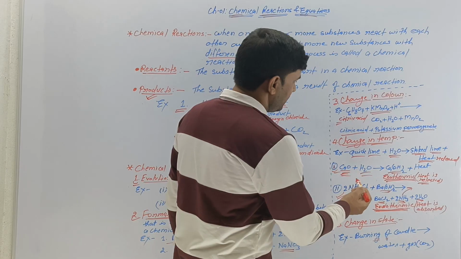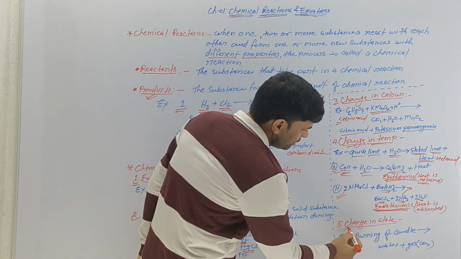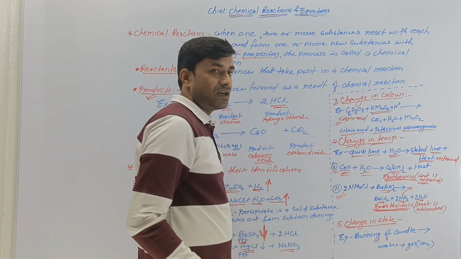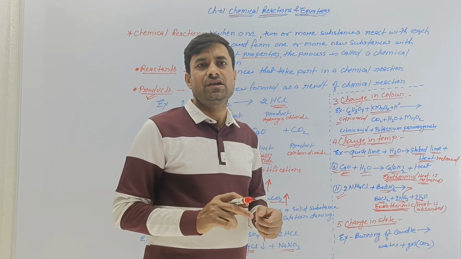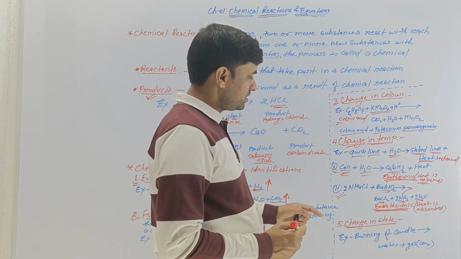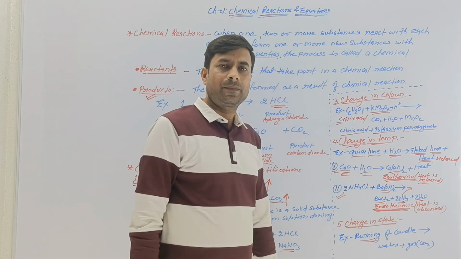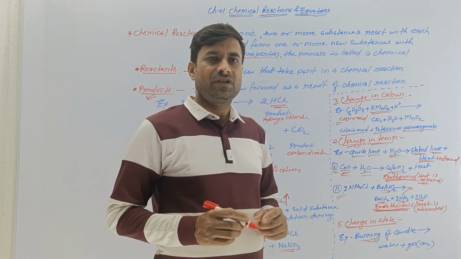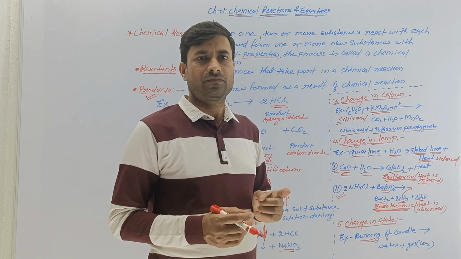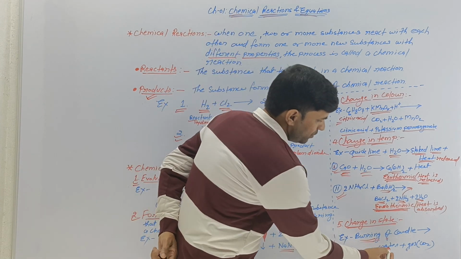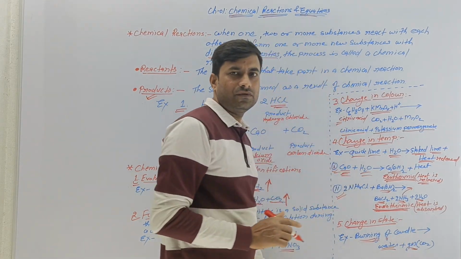And another identification for a chemical reaction is change in state. There are certain chemical reactions in which the state of substances will change. Let us understand with the help of these examples. Burning of a candle. When we burn a candle, it changes from solid to liquid and gases also. As a liquid, water is formed, and as a gas, carbon dioxide is formed.